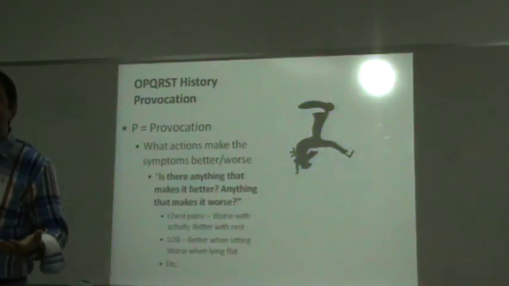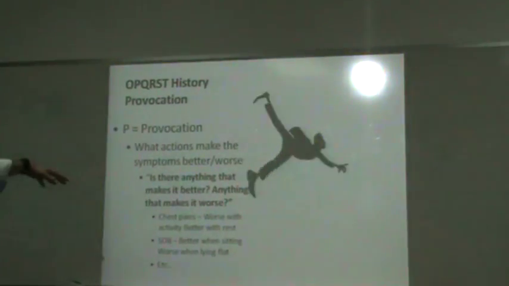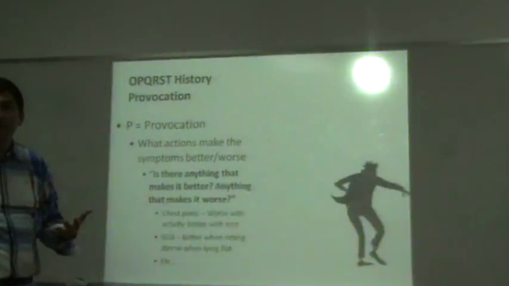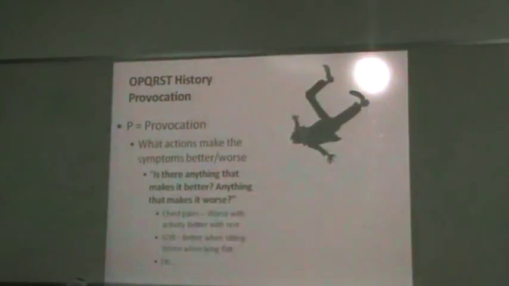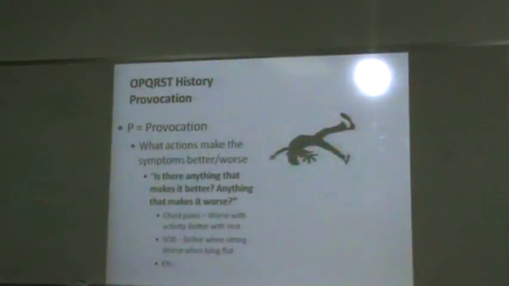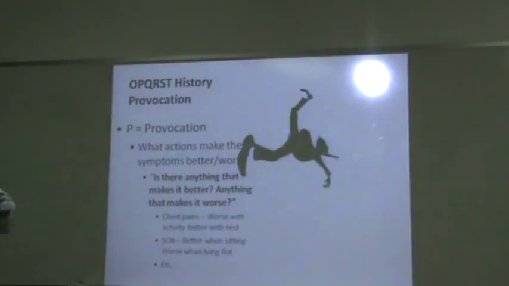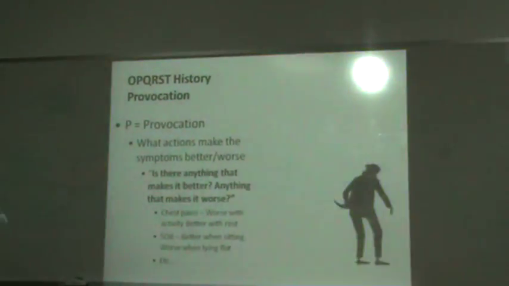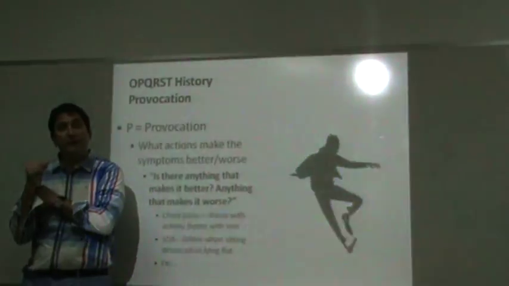What provoked it? What makes it worse? What makes it better? Is there anything that makes this better? Yes, if I sit down, my chest gets less tight. But if I lie on my back, I cannot breathe. SOB is shortness of breath. I have more difficulty breathing lying on my back rather than on my side.